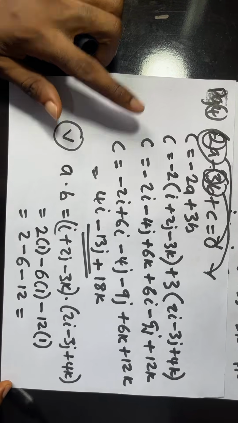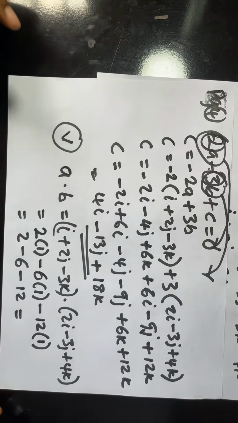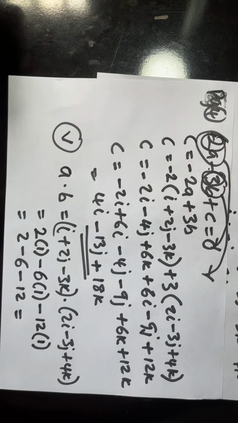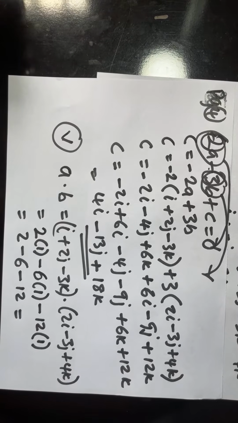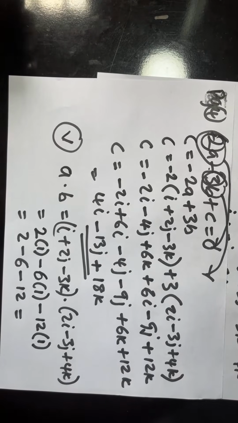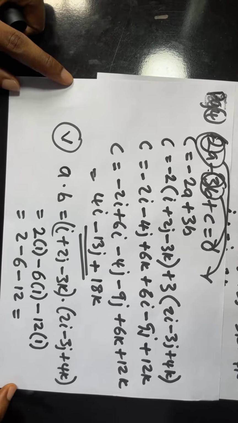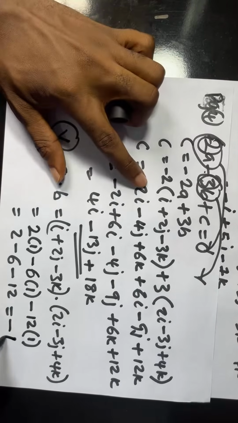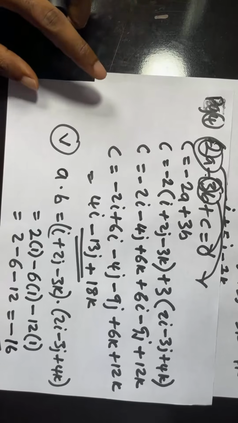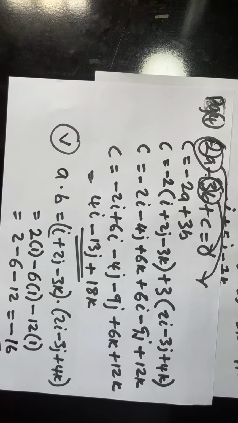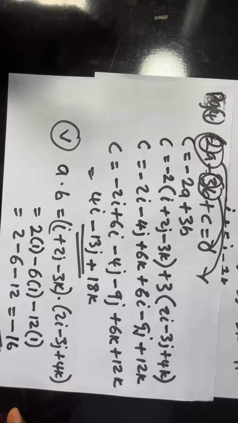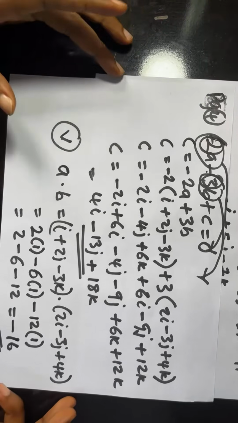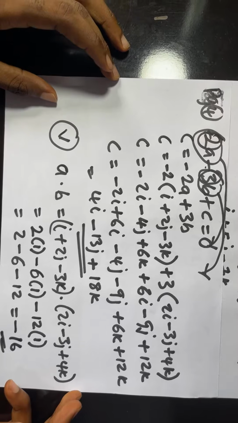What will be our final answer here? Who can tell me the final answer in the comment section? Let's type the final answer. Okay, I'm seeing minus 16. Hope you guys are correct. So final answer will be minus 16. Now that is for V. Hope we understand.